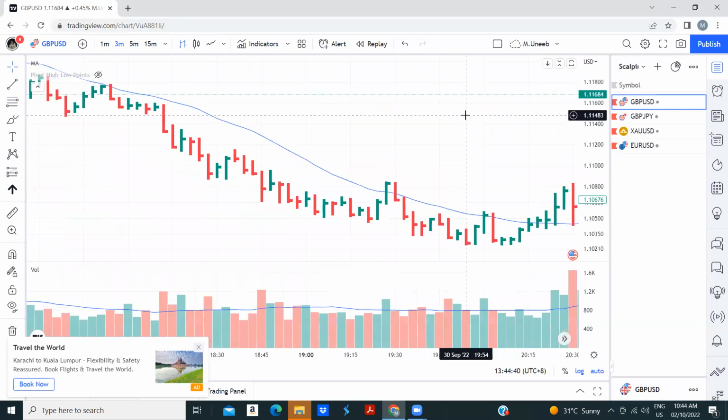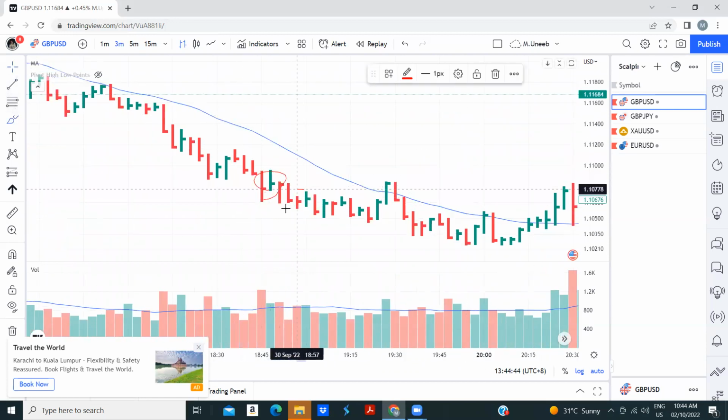Now, try to draw the structure. Can you draw the structure here? No, this is not a structure. Why? One point here, one point here, one point here. It keeps on failing. The structure actually begins from this point. Small structure, went up, came down. Got it?